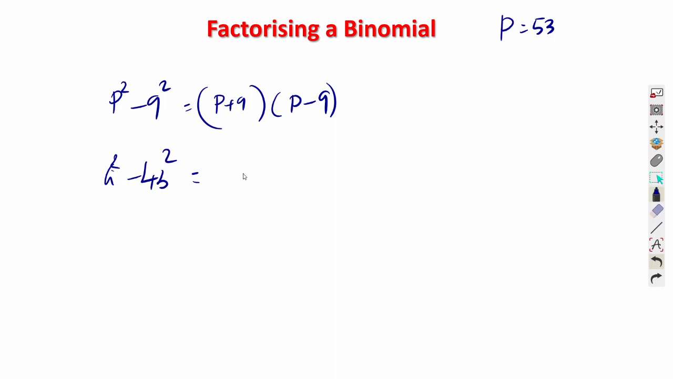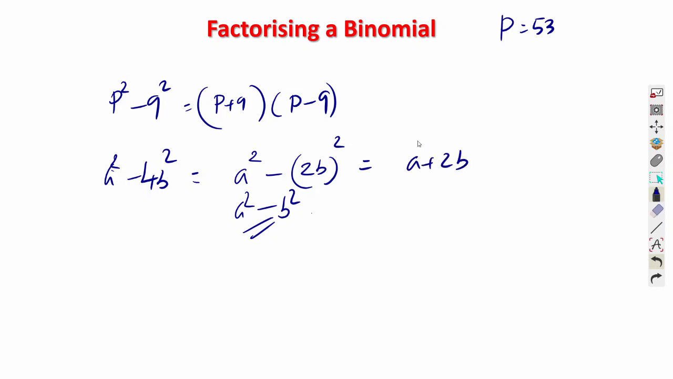I will show you. This should be written as a square minus 2b whole square. What happened? 2 square is 4 and b square. So it came into the format of a square minus b square. Then you will write the answer as a plus 2b into a minus 2b. To write this, we practiced factorizing the binomial.